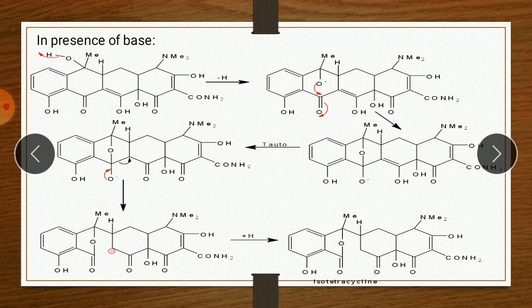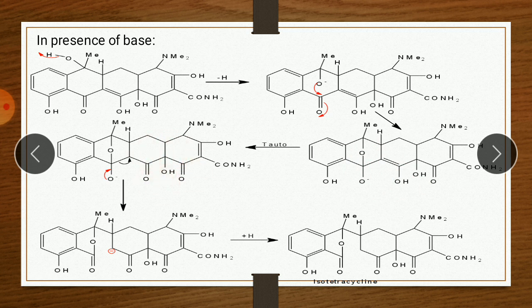In presence of base, we just follow the arrows. First there is a deprotonation, so it becomes O minus. Then this O minus attacks this carbonyl carbon, and there is a bond formation between oxygen and this carbonyl carbon like this. It becomes O minus. Then tautomerism. Tautomerism means this hydrogen shifts here and this double bond shifts here like this. So it is a tautomerism.